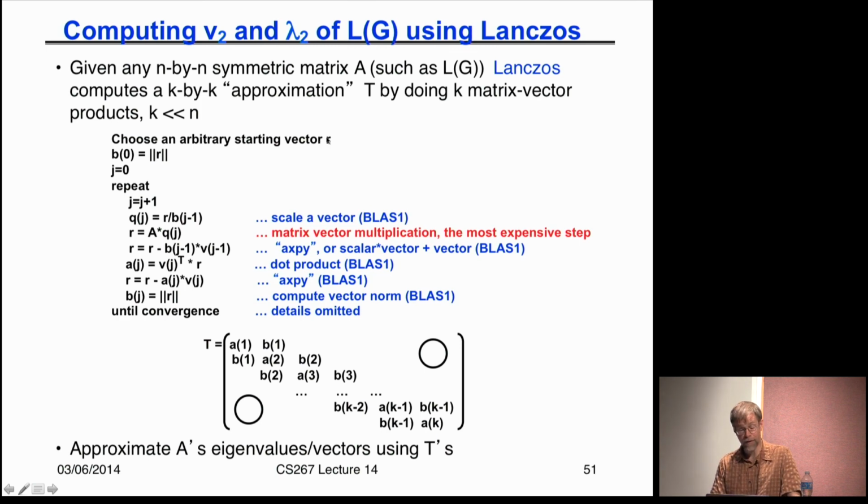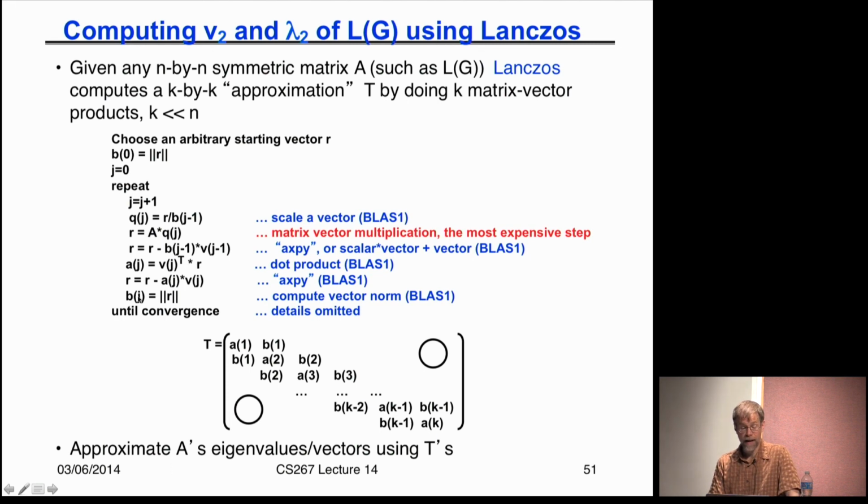What it's going to build iteratively is a small matrix which approximates the large matrix. So my original matrix, what's the dimension? It's the number of vertices. I want to build something much, much smaller whose eigenvalues and eigenvectors are close to the original one. So how is that going to work? I'm going to take that original vector, and I'm going to do these operations. I'll scale it. That's a BLAS1 operation. The bottleneck is doing a matrix vector multiply. So I'll take that vector and multiply it by A. That's the expensive step. And then I do a bunch more BLAS1 operations, saxpys and dot products and so forth.